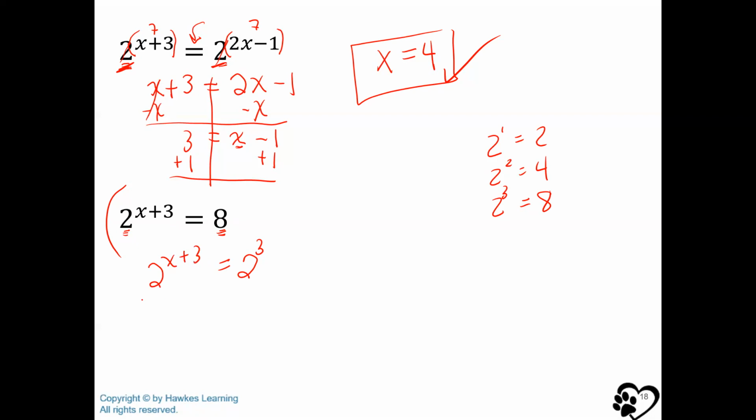And now, since we have both bases the same, we get to drop them like we did in the first problem. We're going to say x plus 3 is equal to 3. So then I want to solve for x, which means I'm going to subtract 3 from both sides. So x is equal to 0. Does that make sense? If x is 0, isn't 2 to the third equal to 8?